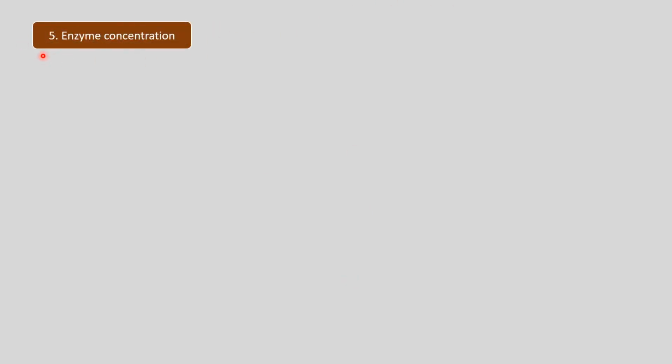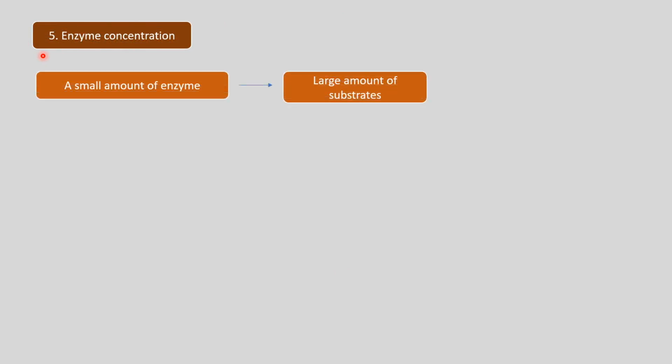Now coming to the next part, which is enzyme concentration. Usually what happens is that a very small amount of enzyme is good enough to take a large amount of substrates, right? Because of enzyme-substrate interaction, enzymes can carry out processes at a very fast rate. Even in seconds, many thousands of reactions are carried out. This happens because enzymes are efficient enough to take large amounts of substrates.